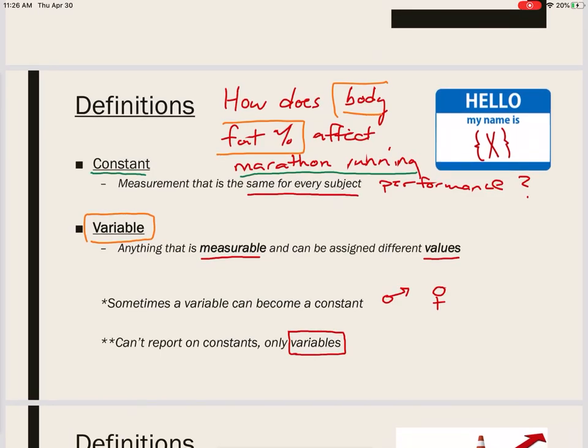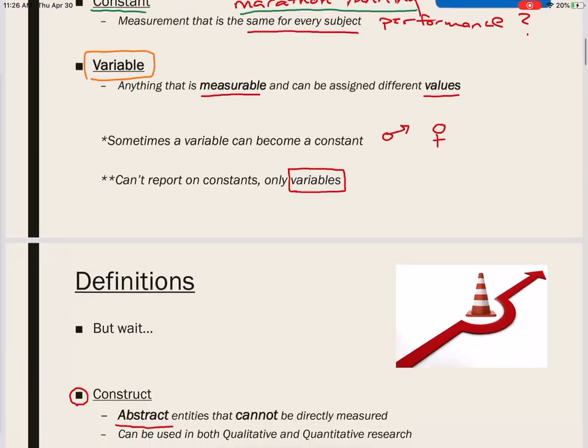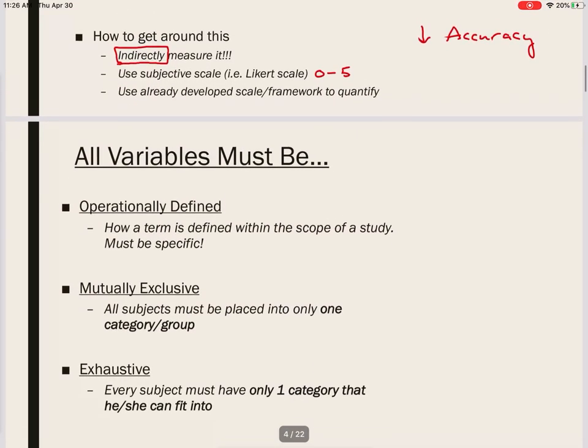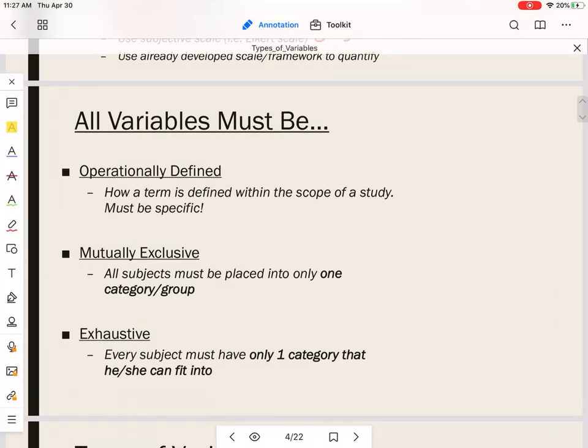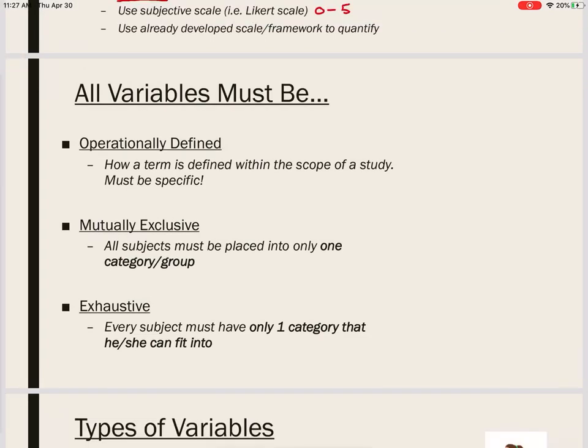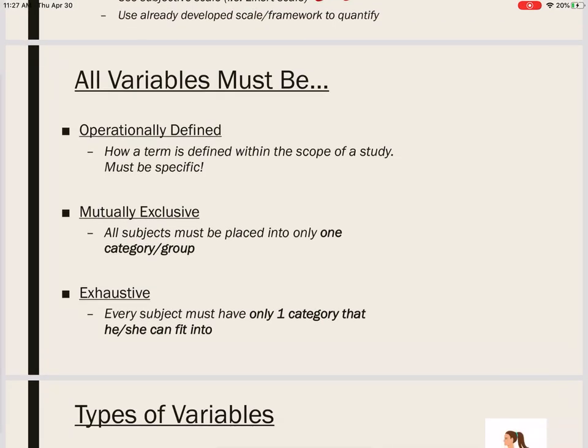Okay, so moving on, we're going to focus more on variables. Even though I talked about abstract entities that cannot be directly measured, no matter if it's abstract or something that is directly measurable, like heart rate, very objective, either way, whether it's measured directly or indirectly and can be assigned different values, there are some important things for variables. Here we start getting into some of the more statistical terms.